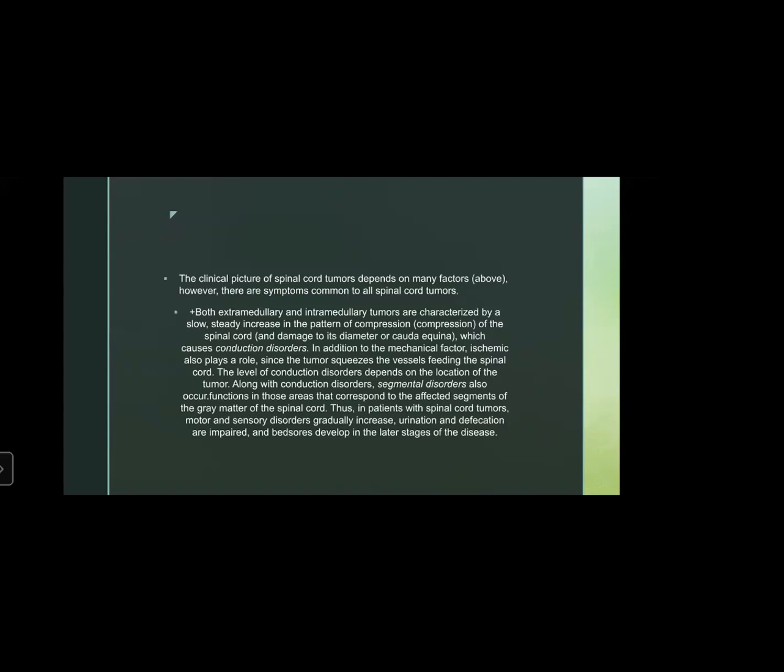The clinical picture of spinal cord tumor depends on many factors. However, there are symptoms common to all spinal tumors. Both extramedullary and intramedullary tumors are characterized by a slow, steady increase in the pattern of compression of the spinal cord. And if the tumor squeezes the vessels feeding the spinal cord, the level of conduction disorders depends on the location of the tumor. That's all generally.